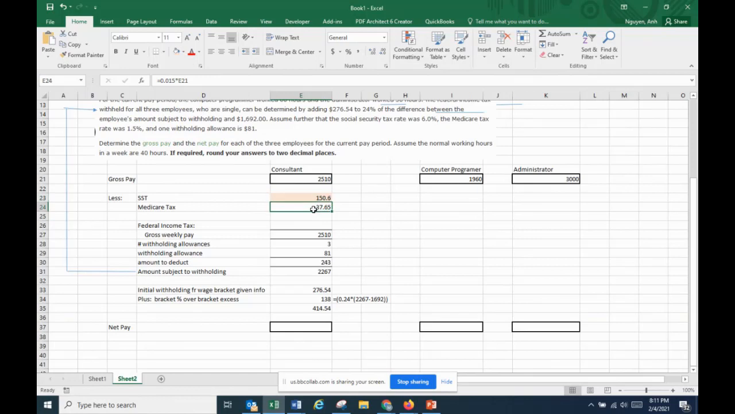So now you have this, this, and this as your deductions. So you take your net equal to your gross minus these deductions. And the answer here is 1907.21 cents. That's for the consultant. Okay, you do the same for the programmer and the administrator as well.